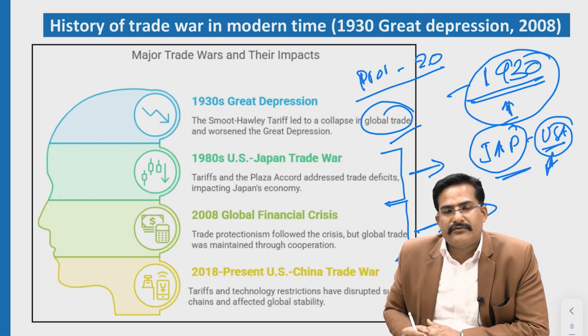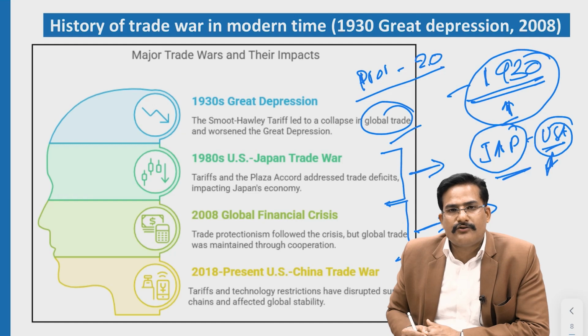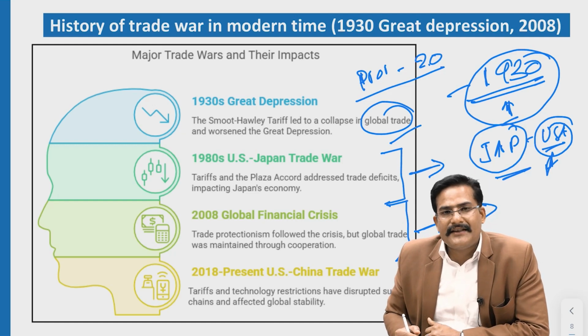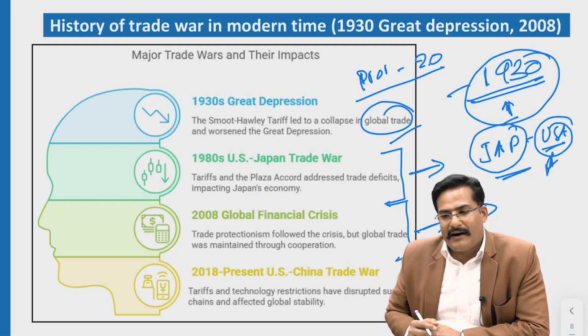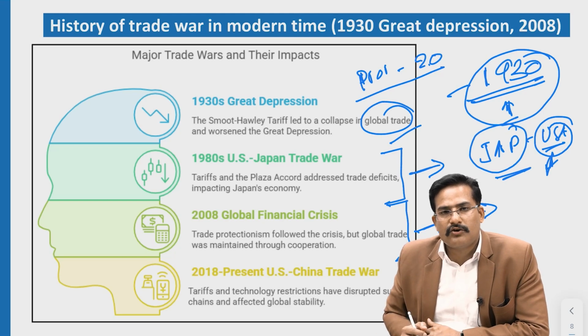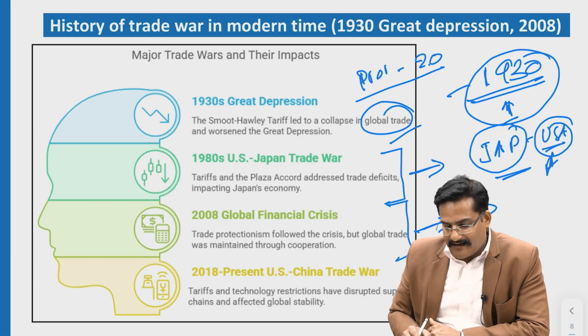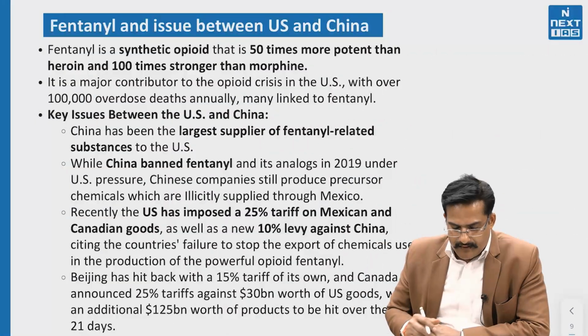And in 2018 we saw the present USA-China trade war. So these are the timelines through which we can study the past and its impact on the global economy. Accordingly, we should realign our strategy, right?